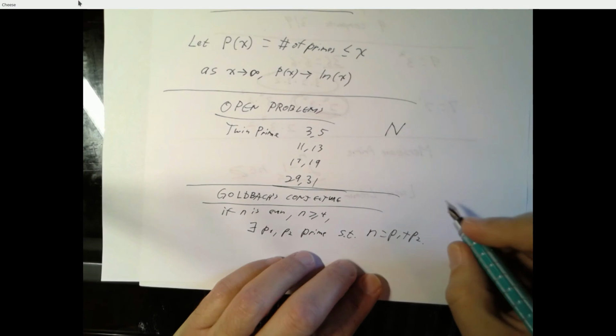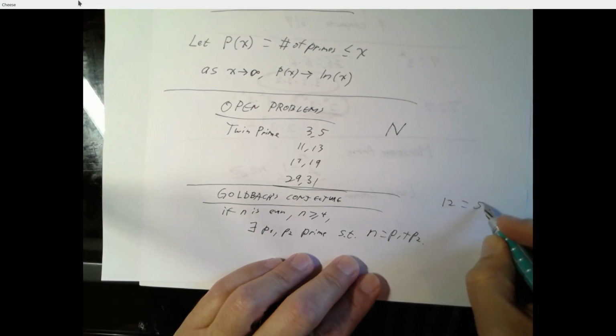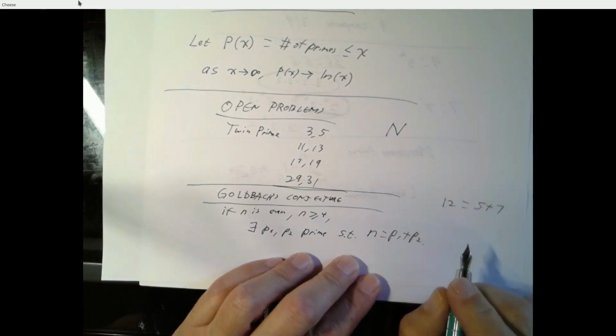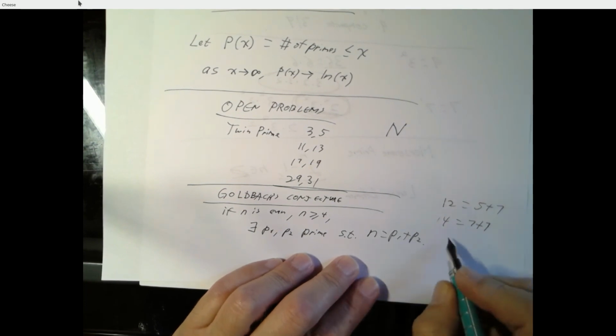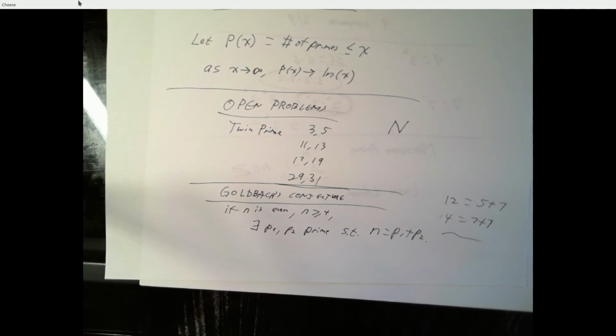So pick your favorite even number. Let's say we took the number 12. That can be written as 5 plus 7. 14 can be written as 7 plus 7, and so on. So we'll explore that in some homework questions also.